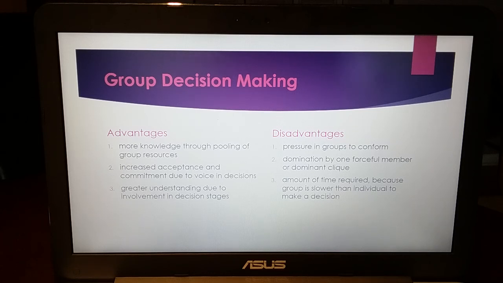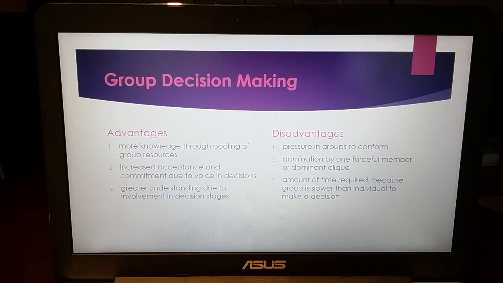And also people have a greater understanding of why the decision was made because they were part of the decision process, so they understand it better. And then when they talk to other employees who maybe don't understand the decision, at least they can explain why it was done the way it was. So those are some advantages: multiple viewpoints, buy-in, better understanding, that kind of thing.